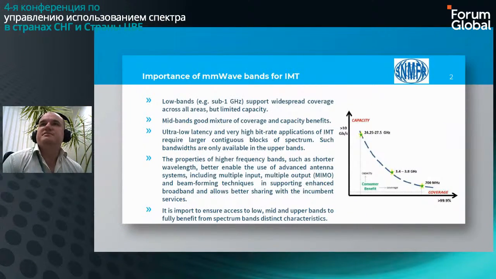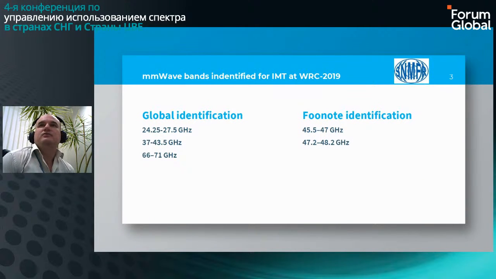First of all, why do we need these millimeter waves, and why is it important for us as administrations to ensure access to low, mid-band and upper bands to fully benefit from spectrum band distinct characteristics? The main reason is that ultra-low latency and very high bitrate applications of IMT require larger continuous blocks of spectrum, and such bandwidths are only available in the upper bands. Other reasons are the physical characteristics of the millimeter waves, such as shorter wavelength, which better enable the use of advanced antenna systems, including MIMO and beamforming, in supporting enhanced broadband, and this also allows better sharing with the incumbent services.